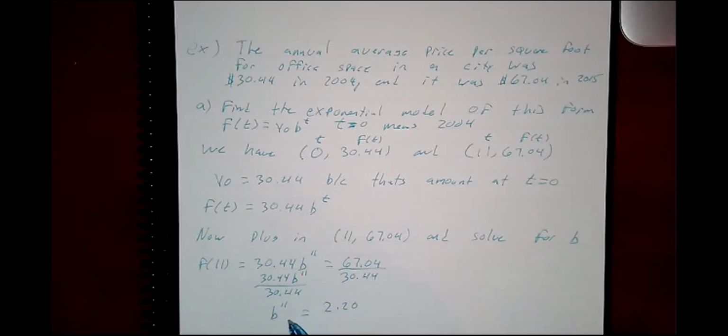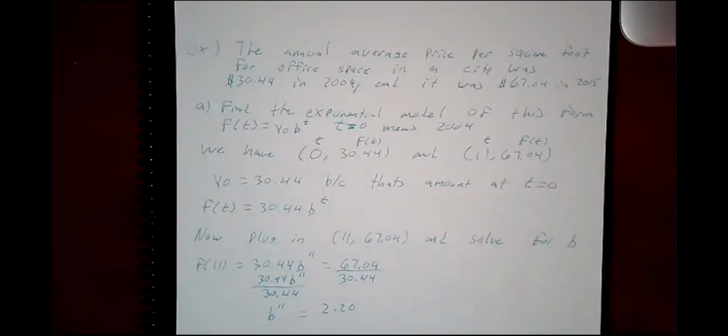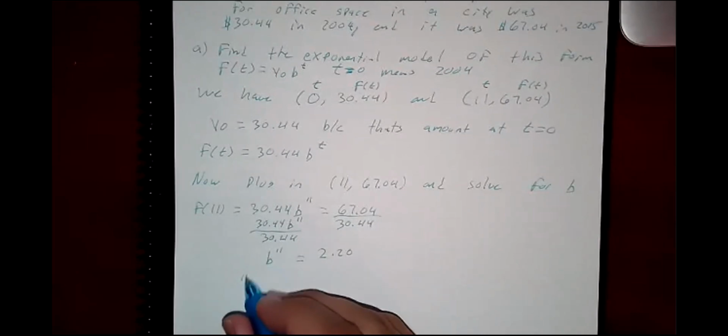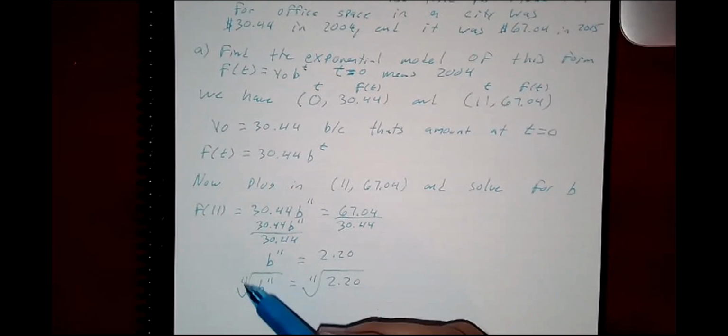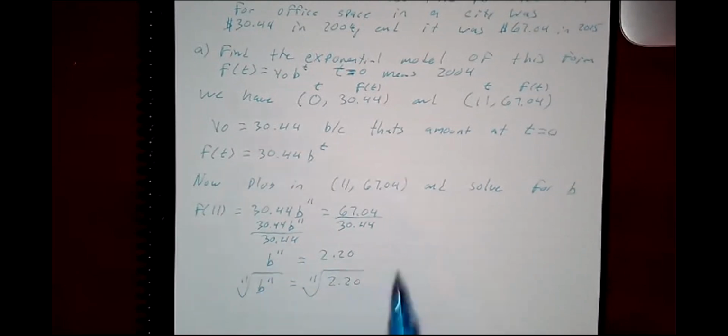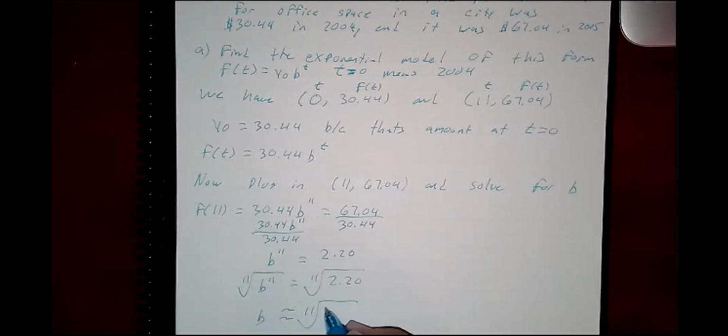But I need to solve for b, not b to the 11. So what you can do is 11th root both sides, which sounds kind of weird, right? But you can. Just like with square roots, you do a square root. You have an 11 power, use 11th roots. So b is equal to the 11th root of this, which is approximately, by the way, the wavy equals means approximately.